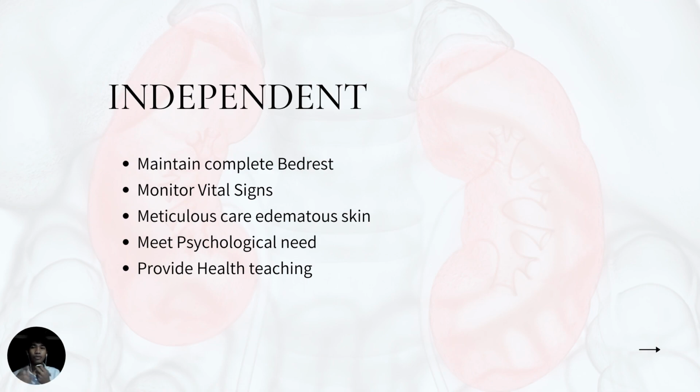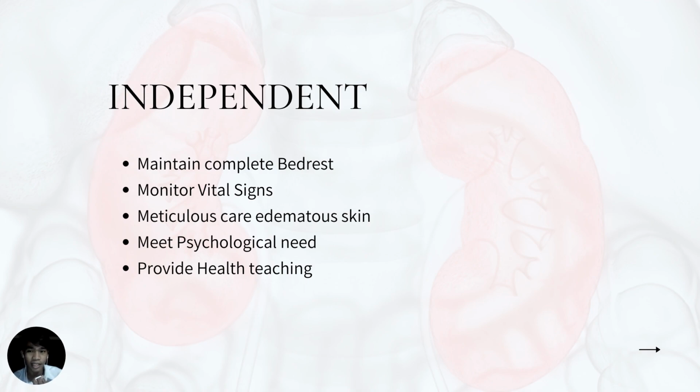First thing to do initially is to maintain complete bed rest, and ambulate gradually after the acute edematous phase. Next is to monitor vital signs, including BP, every 2 hours. As we said earlier in the signs and symptoms, the BP is normal, but any alteration, whether increased or lowered, could affect the nephrosis and could lead to more serious problems.